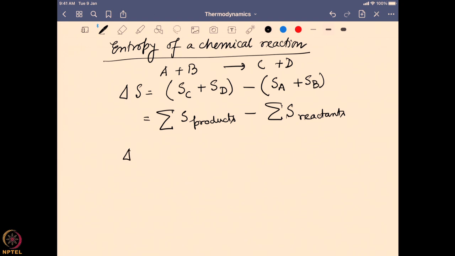Now, entropy change is dependent upon the condition at which I am doing the change. If I am doing that at different temperature, different pressure, the entropy change will vary. So, that is why we want to standardize it, and we can standardize it by doing the entropy change measurement at standard states.